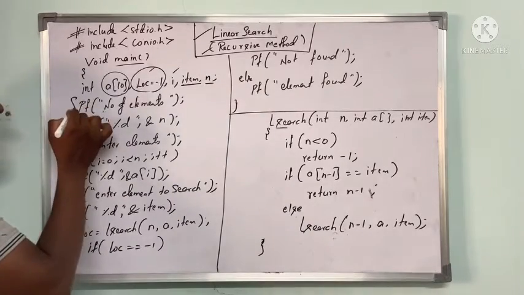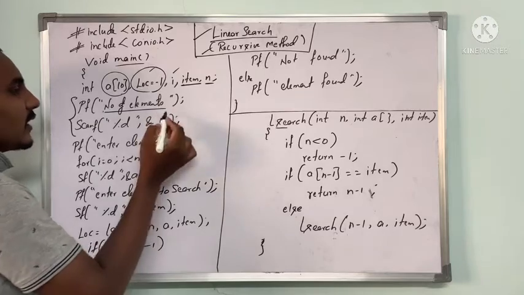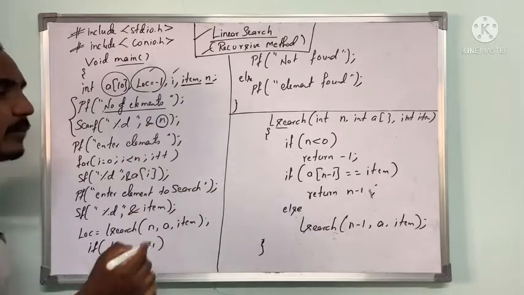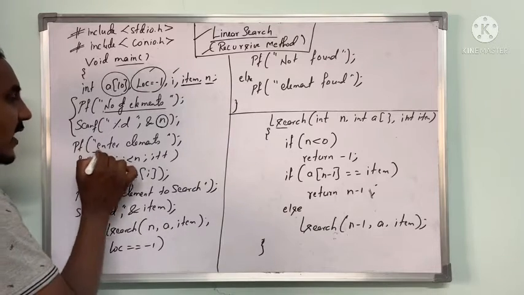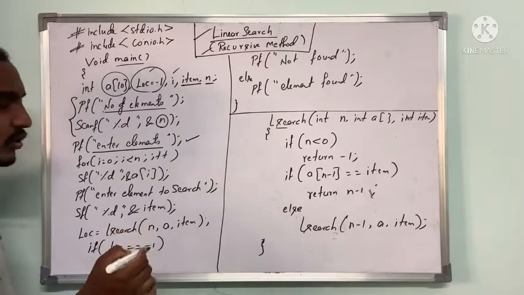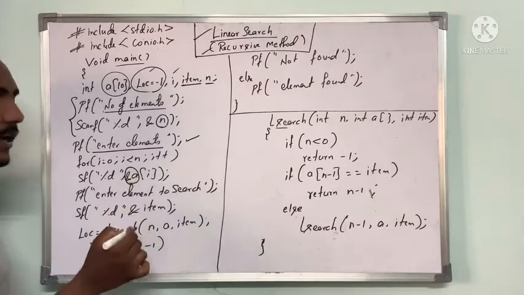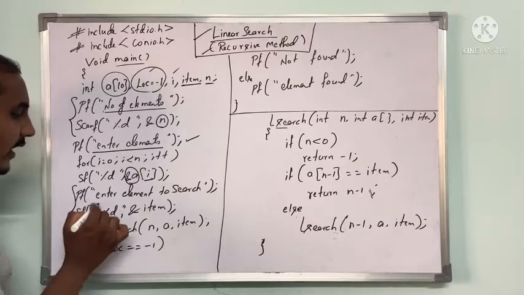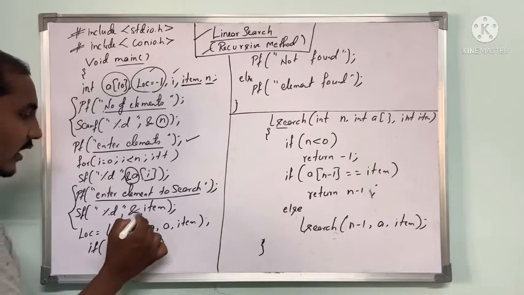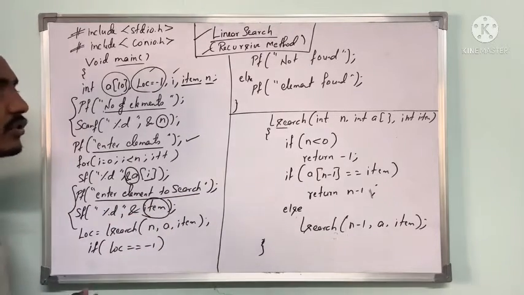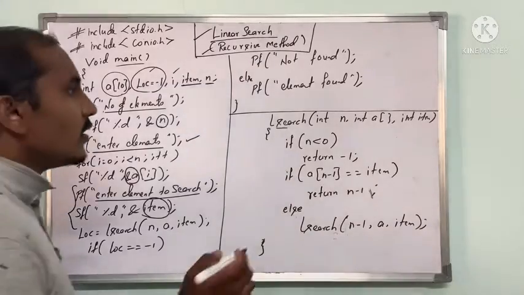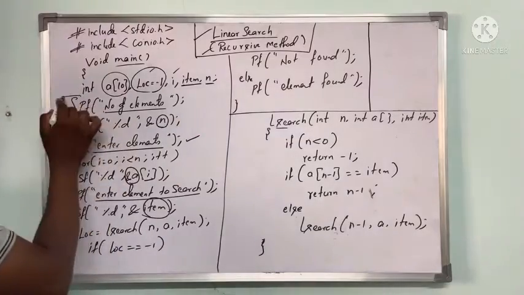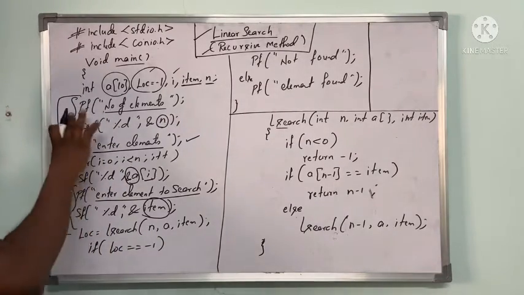As you know, we have these two functions. First we will ask the user to enter the number of elements you want, so that value will be stored into N. Next we will ask to enter the elements. Those elements will be stored into the variable A, which is an array variable. After that, we'll ask to enter the element to search, and the element that we want to search will be stored into the variable called item. When I complete execution of these steps, this will be our input.